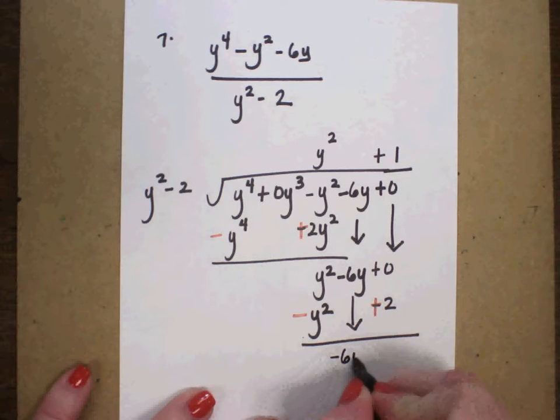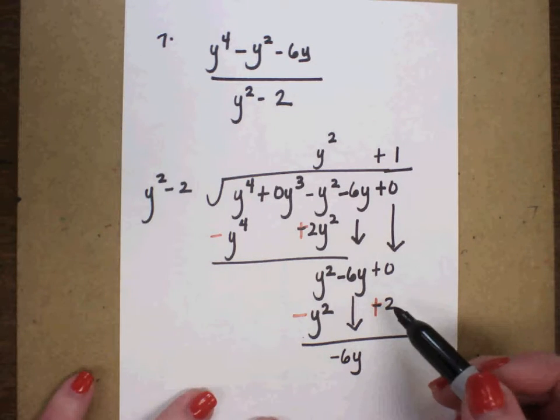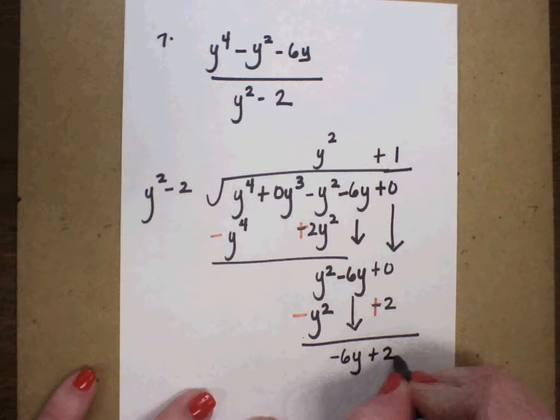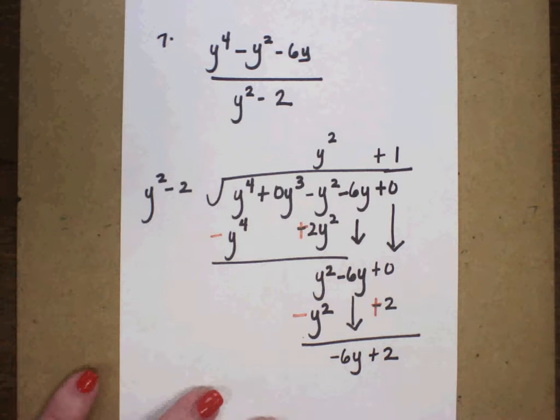2, right? All right. So we have a remainder. What's my remainder? Negative 6y plus 2. So this is written a different way.